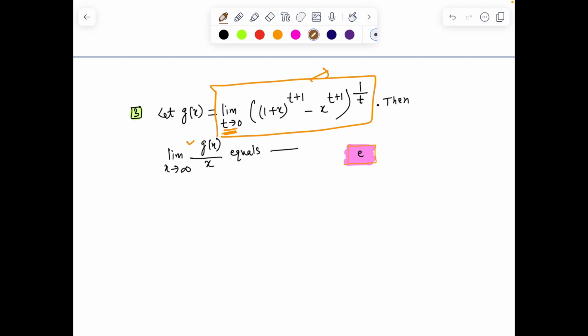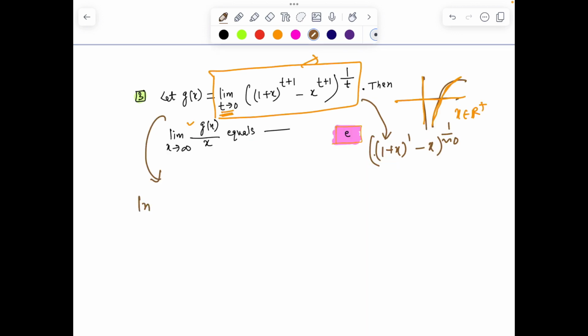So let's just start the problem exactly in the same way. First, we'll try to feel the question. When t is tending to 0, clearly the expression goes to (1 plus x) to the power 1 minus x, whole to the power 1 by t tending to 0. So this goes to 1 to the power infinity. Now still it is an indeterminate form. So how do you go about this? Again we'll take log. So now we can take the usual step of taking ln on both sides.